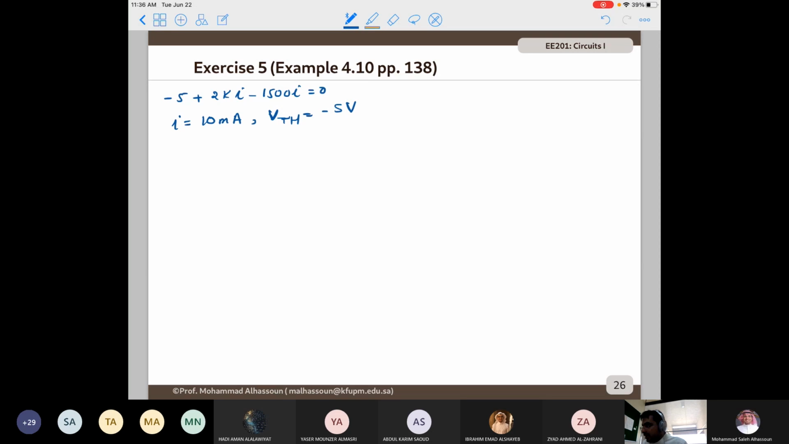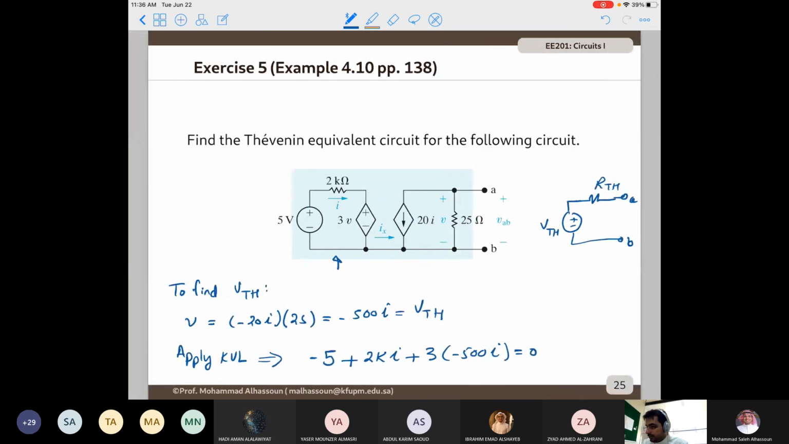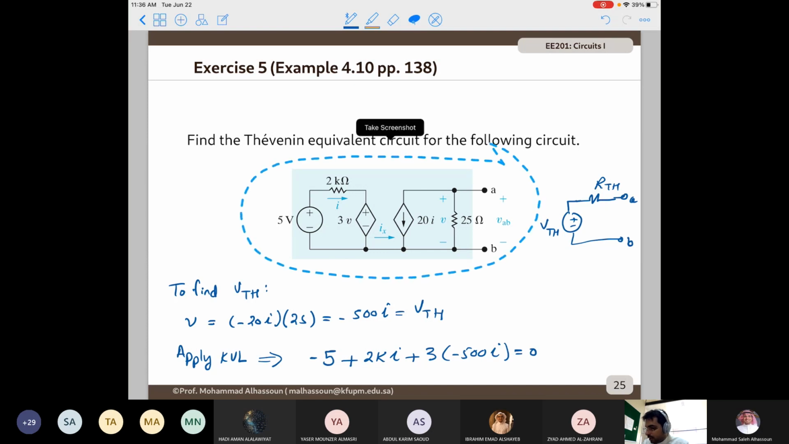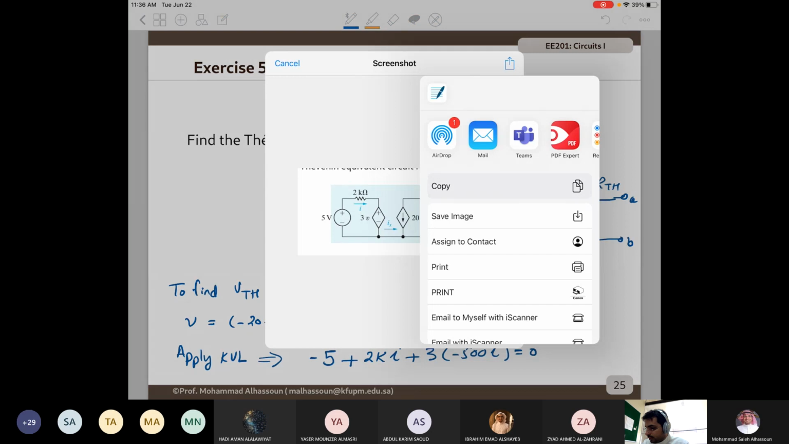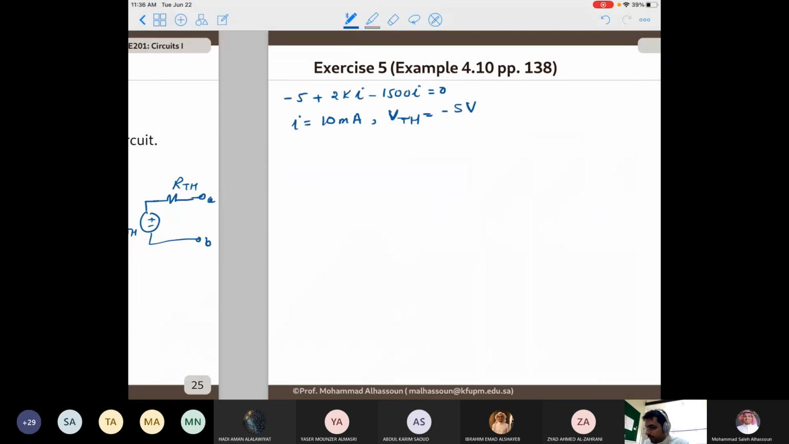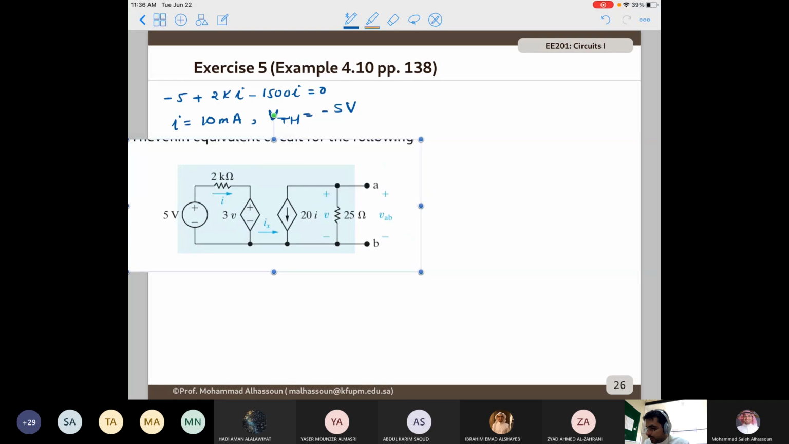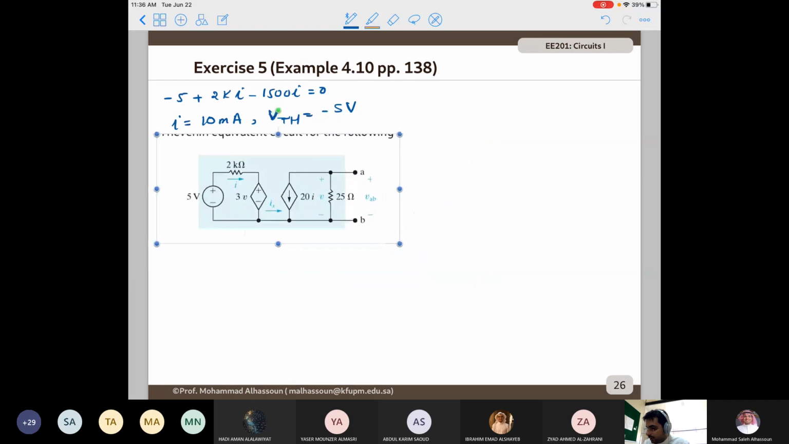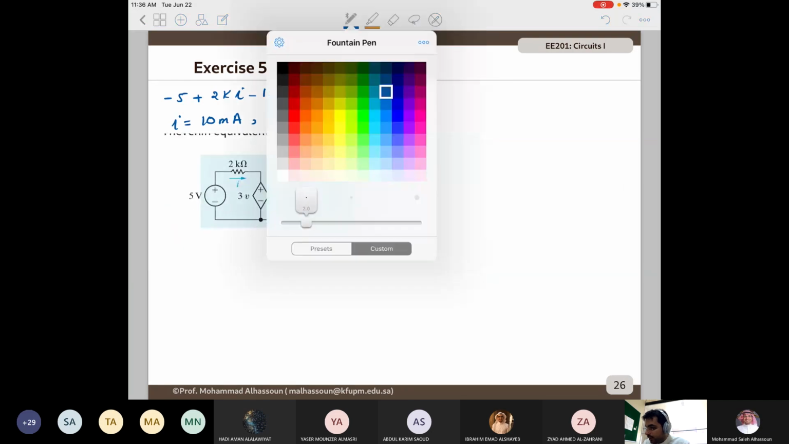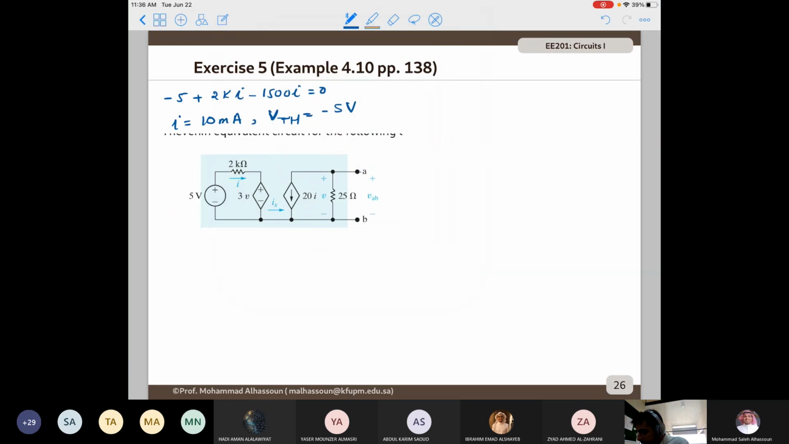So to find R Thevenin, what should we do? Because here we have a dependent source, we cannot just simply deactivate the sources. So we need to find the short circuit current. And for this circuit, finding the short circuit current is going to simplify our analysis. So we need to connect these two terminals together.